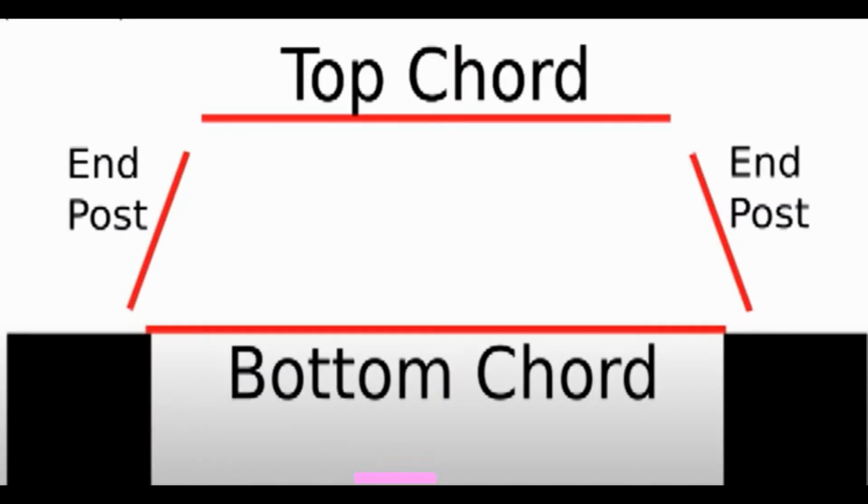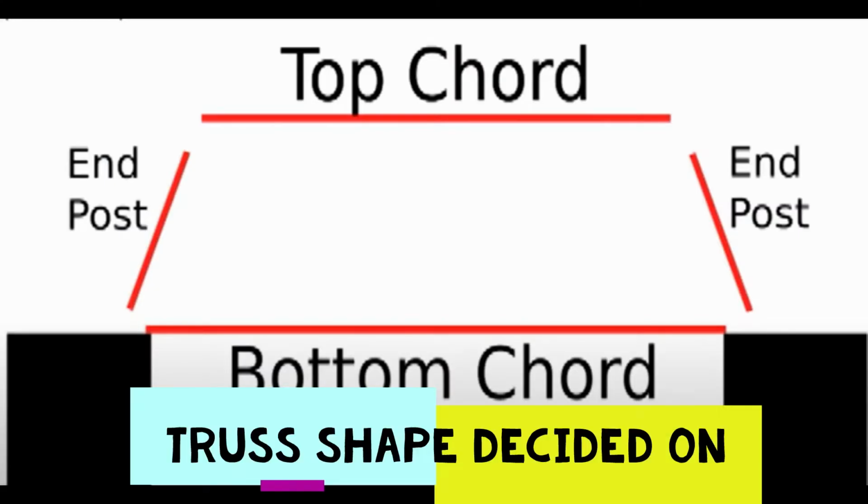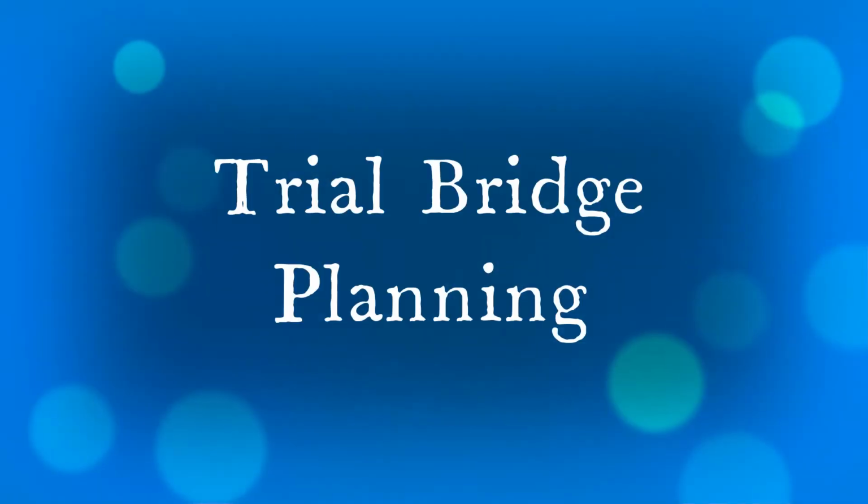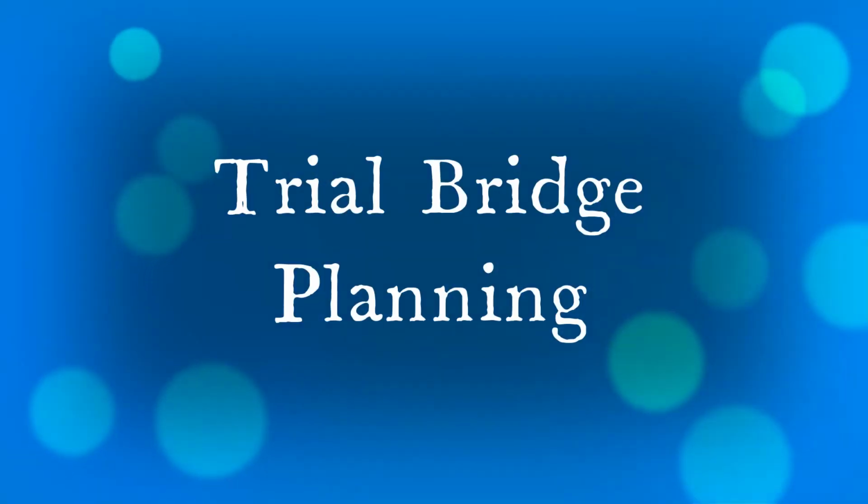load possible. We made a start by determining the shape of our bridge to include four components, with them being the top cord, the bottom cord, and the two end posts. Now onto the planning stage of our trial bridge.